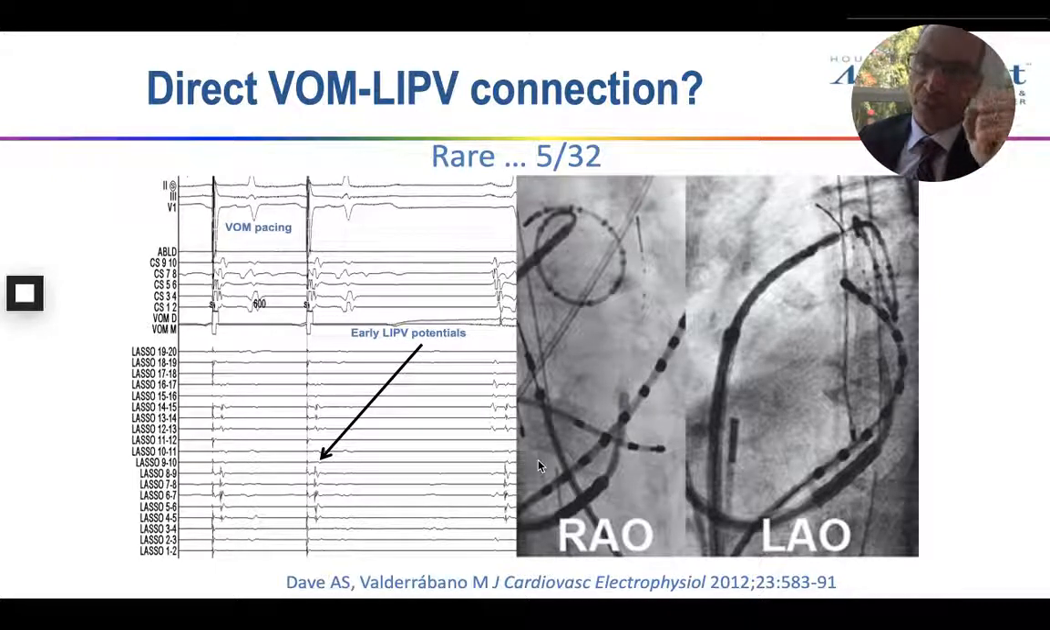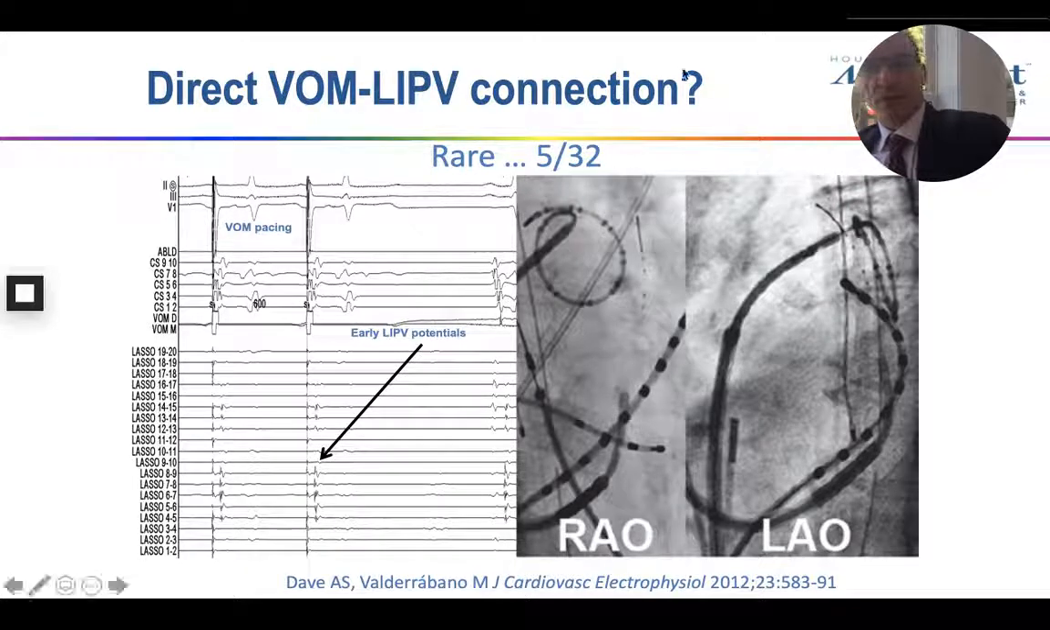angiographic or fluoroscopic appearance, but suffice it to say that you can see here in this case the Cardima catheter, which is now extinct, unfortunately. This Cardima catheter was advanced to the vein of Marshall, and it was quite close to the lasso, which was inserted in the left inferior pulmonary vein. This is work that we did in 2010 and published in 2012, but nevertheless still valid.